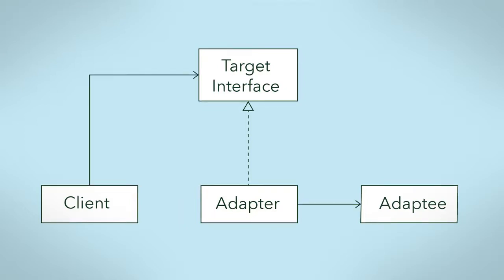The client sends a request to the adapter using the target interface. The adapter will then translate the request into a message that the adaptee will understand. Once the translation is finished, it will send the translated request to the adaptee.